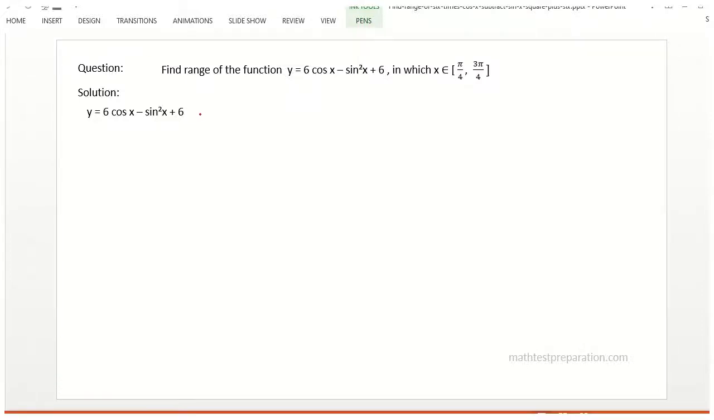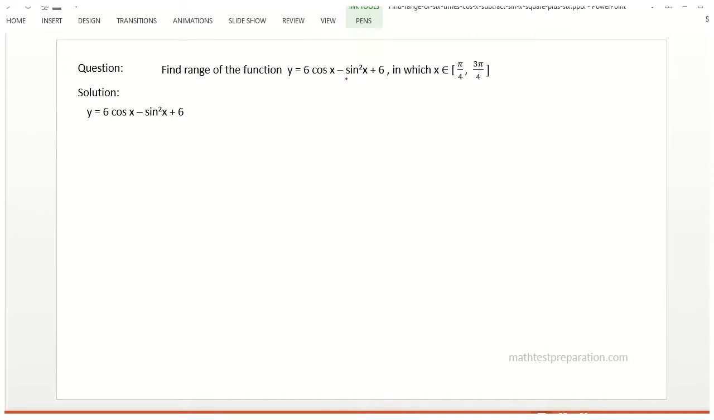In this lesson, I'm talking about trigonometry. The question is, find the range of the function y equals 6 times cosine x subtract sine x squared plus 6, when x is from quarter pi to 3/4 pi. Now, let us solve this problem.